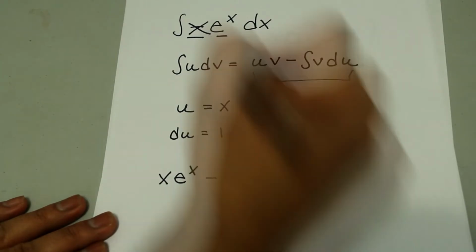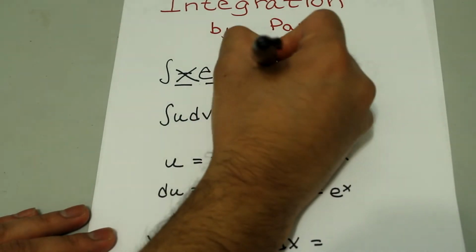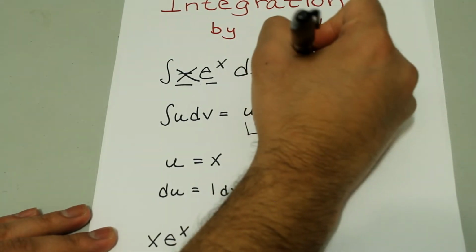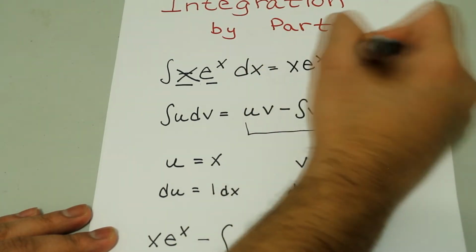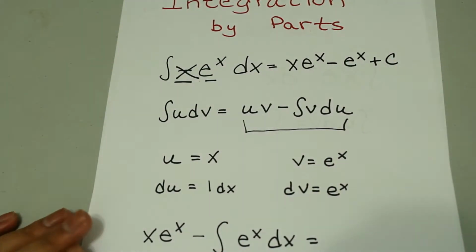So the answer to this, what seemed to be more complicated in the beginning, is just x times e to the x minus e to the x. And don't forget the plus c, since it is an indefinite integral.